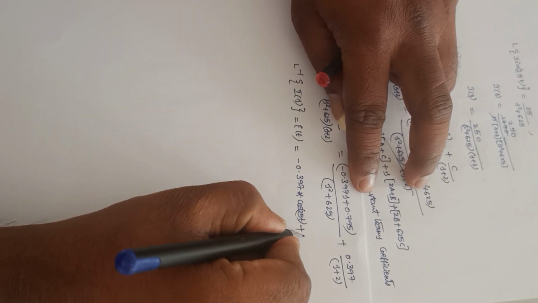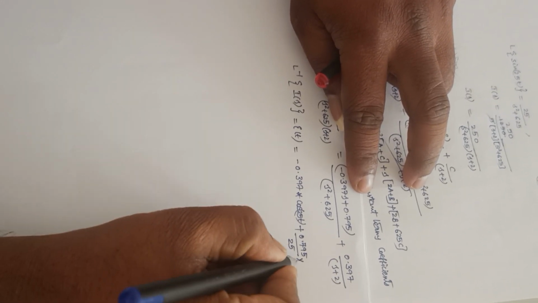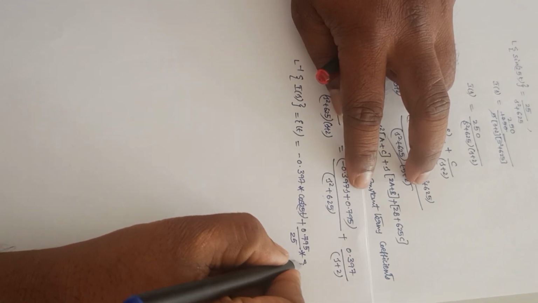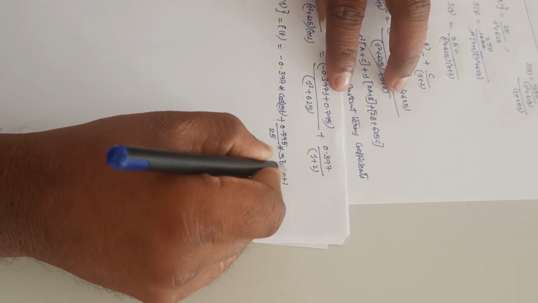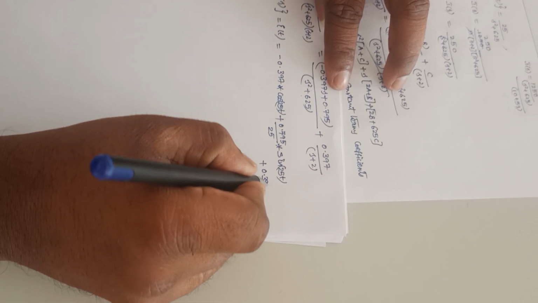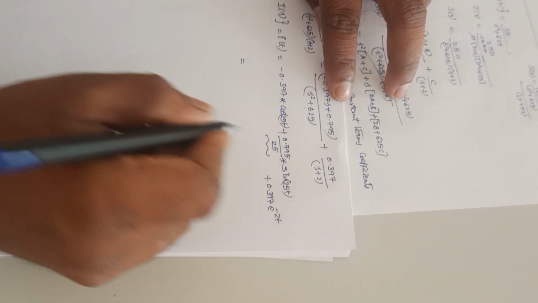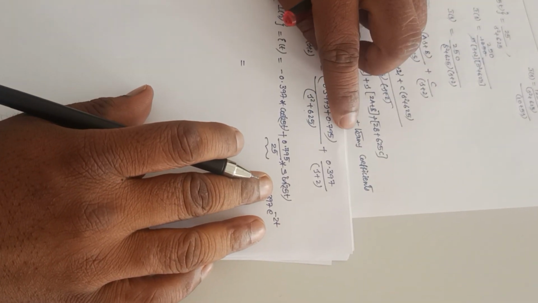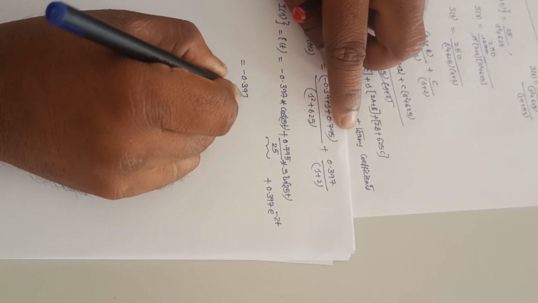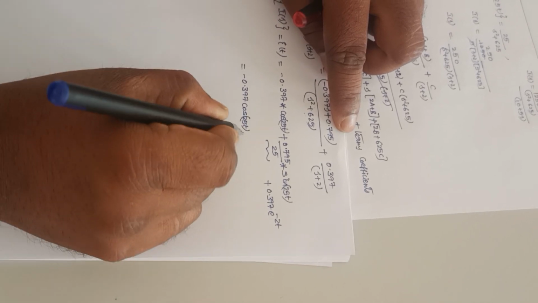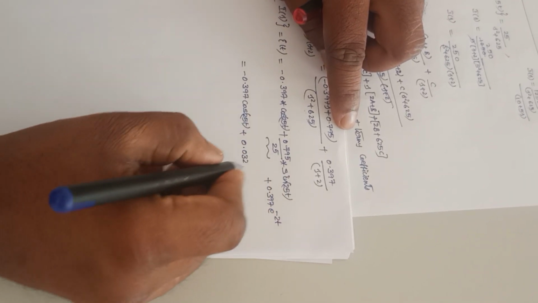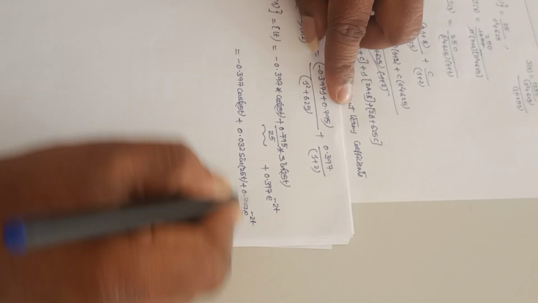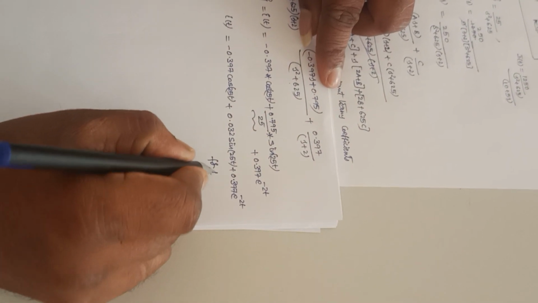Plus this one I can write as 0.795 divided by 25 into 25 divided by s square plus 25 whole square. So the inverse Laplace transform for it is sin 25t, plus 0.397 e power minus 2t. So this value 0.795 divided by 625, I can write as 0.032. So this value is minus 0.397 cos 25t plus 0.032 sin of 25t plus 0.397 e power minus 2t. So this is the expression for I of t for t greater than 0.